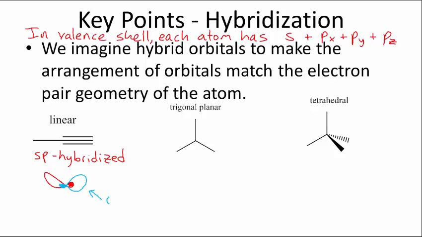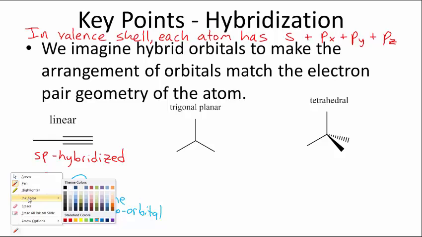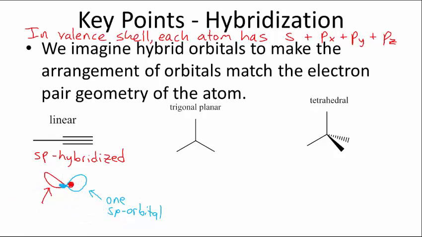So this is one sp orbital, and then the red one represents another one. One of the rules of combining orbitals tells us that when we combine 2 orbitals, we need to get 2 new orbitals. We say you can't create or destroy orbitals. So when I combine the s and one of the p's, I have to get 2 sp hybrids out. Okay.